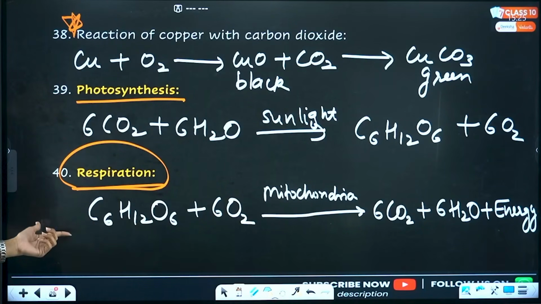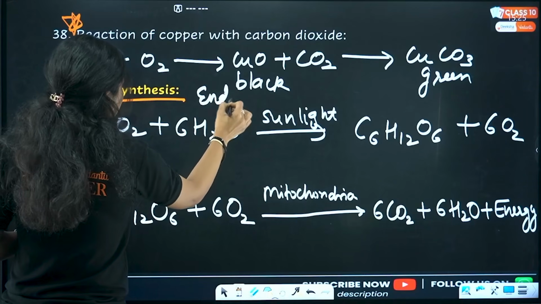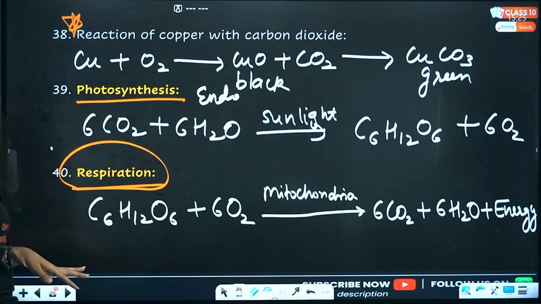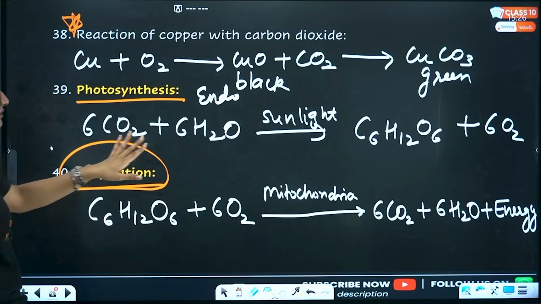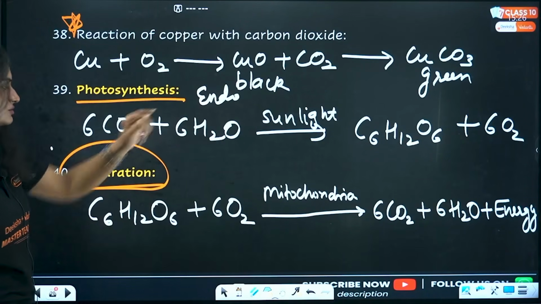Then you have photosynthesis and respiration. Very easy. Photosynthesis is an endothermic process because energy is supplied. You're supplying the sunlight, right? Carbon dioxide combines with water. We get C6H12O6 plus 6O2, right? That is glucose and oxygen.